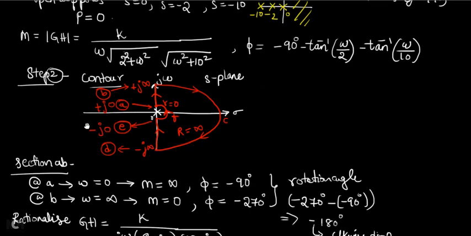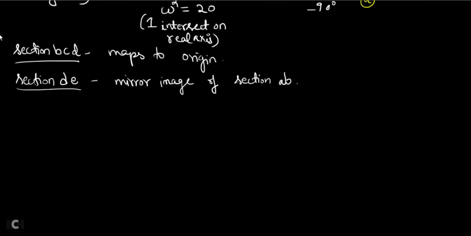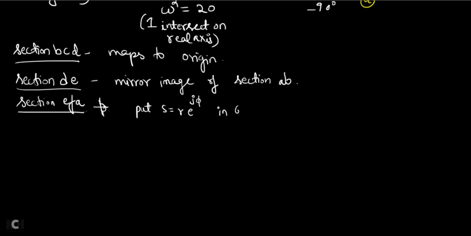Okay, how to convert that small circle? I will take this section EFA. This section EFA is nothing but this small circle. Now for that small circle, how to find out? You have to put s equal to small r e^(jφ), which you should substitute in the given transfer function.